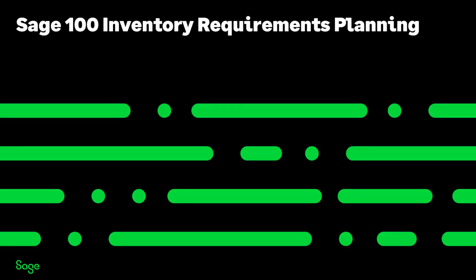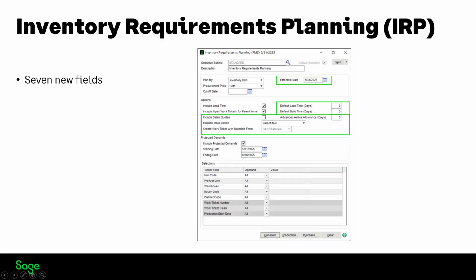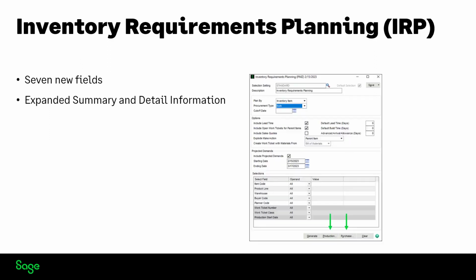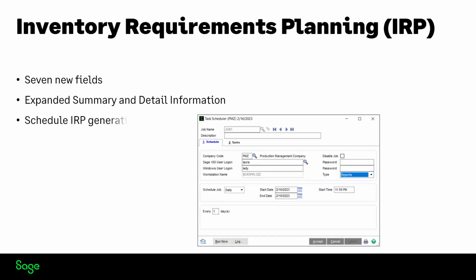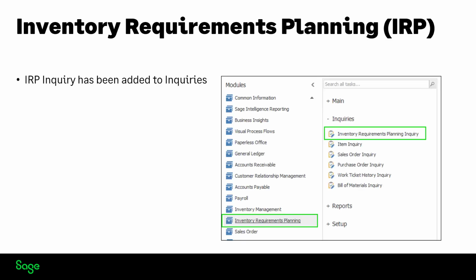Moving to inventory requirements planning, 7 new fields have been added, providing more options for IRP generation. We have expanded the summary and detail information. You can now schedule IRP generation process with Library Master Task Scheduler. An IRP inquiry has been added to view purchase or production information.